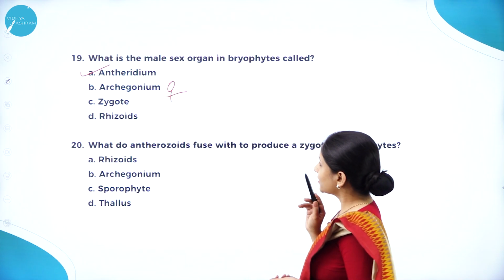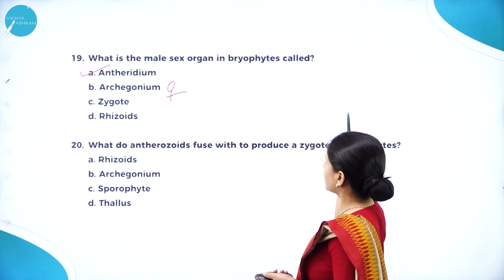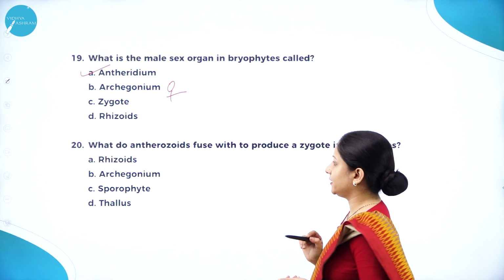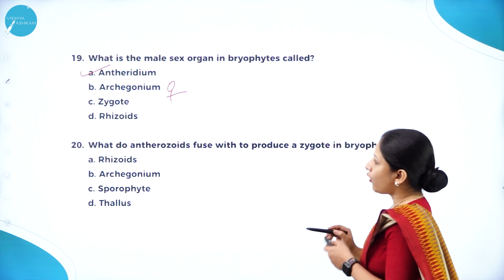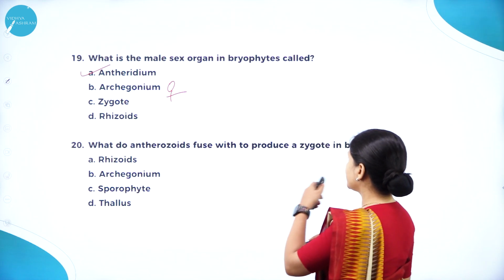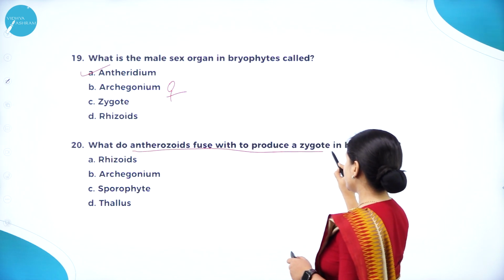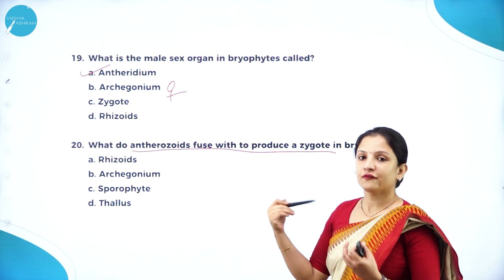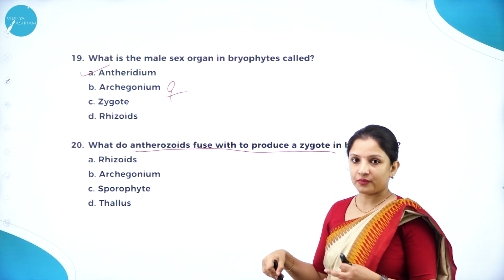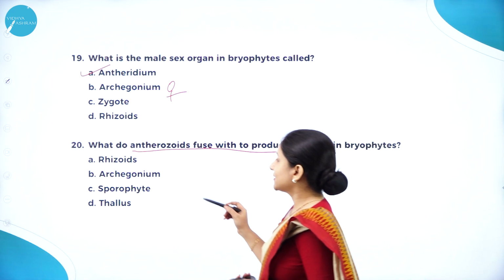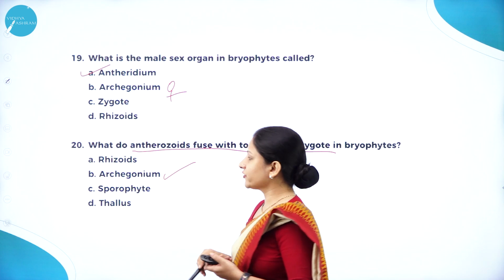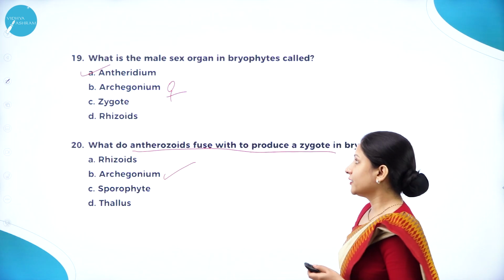So what is my question here? What is a male sex organ in bryophytes called? It is called antheridium. Next question. What do antherozoids fuse with to produce a zygote? The antherozoids, which are the male gamete, should fuse with something to form a zygote. What is that something? It is nothing but the archegonium, which is the female sex organ.